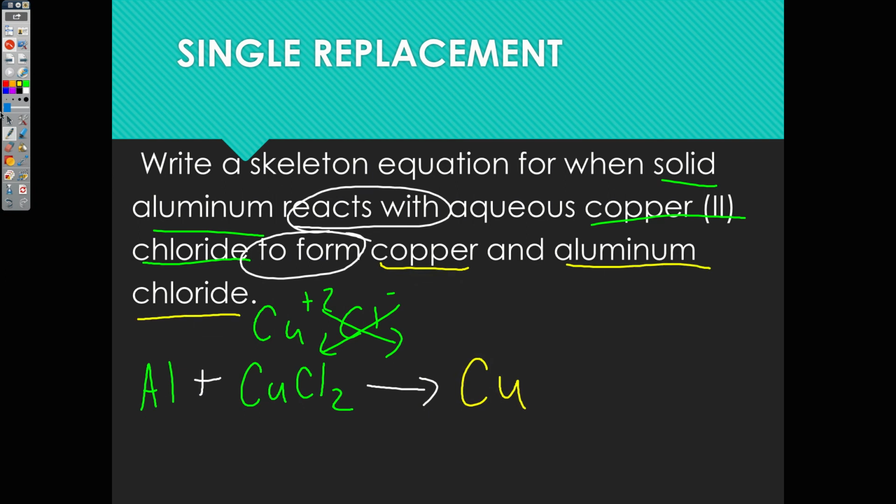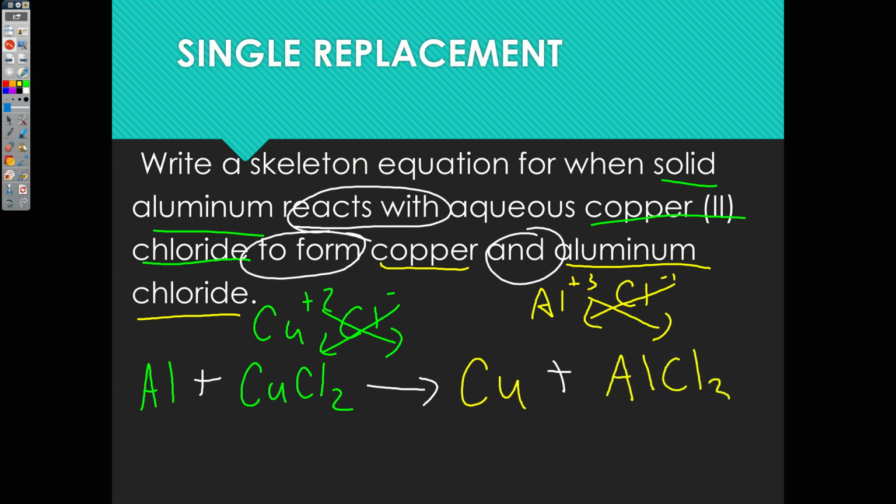Whenever you have a compound, remember you got to swap your charges. So aluminum has a charge of +3, chlorine has a charge of -1, so those two swap. So it is AlCl3. All right, there you go. Again, skeleton equation because it is not balanced. So we can balance it. Let's go ahead and do that for fun.